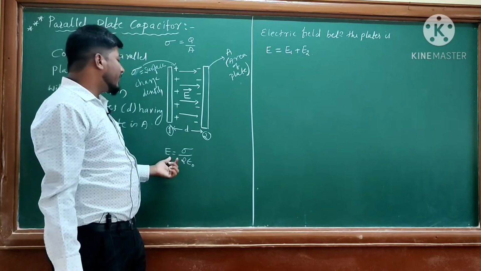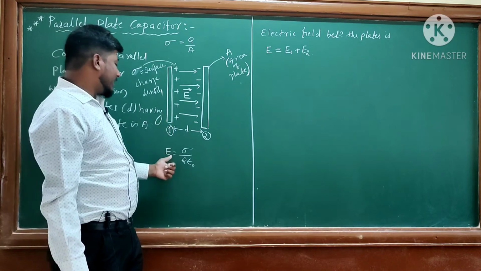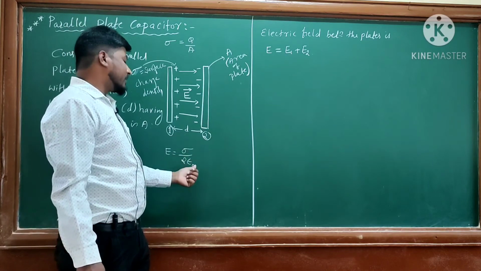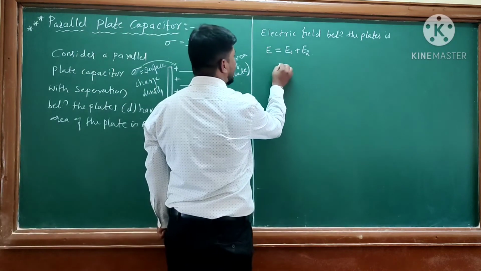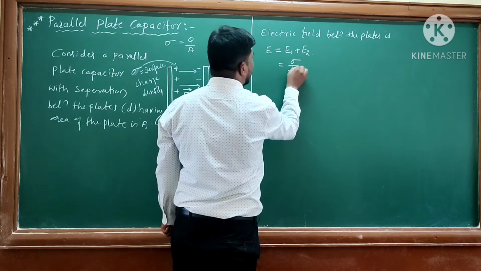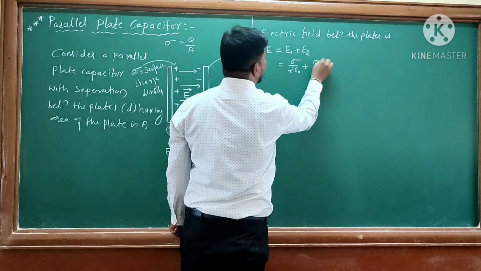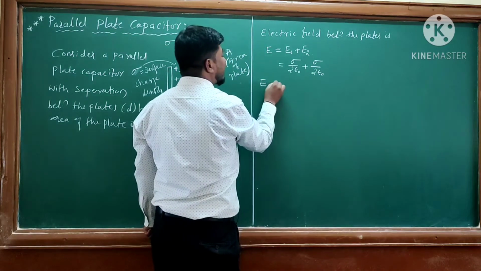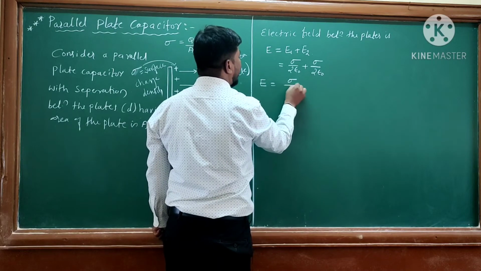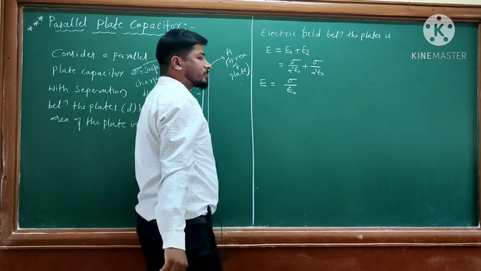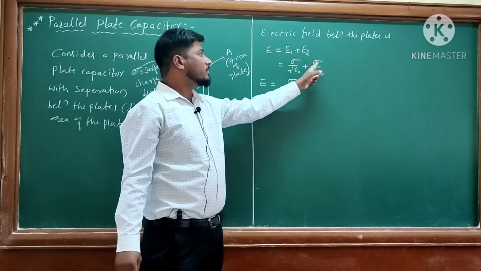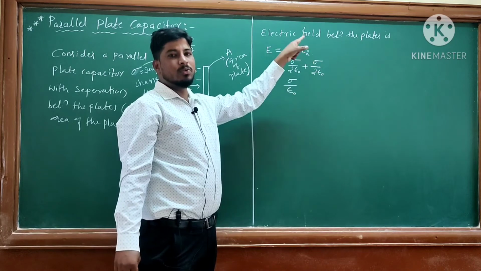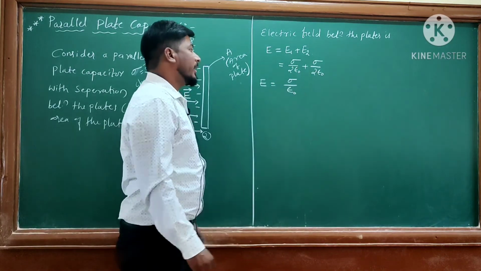Therefore the electric field of plate 1 is E equal to sigma by 2 epsilon naught, and for plate 2 it is the same. So I will write sigma by 2 epsilon naught plus sigma by 2 epsilon naught. Therefore E is equal to sigma upon epsilon naught. Sigma by 2 epsilon naught plus sigma by 2 epsilon naught is nothing but 2 sigma upon 2 epsilon naught. So the 2 gets cancelled. What remains here is sigma by epsilon naught.